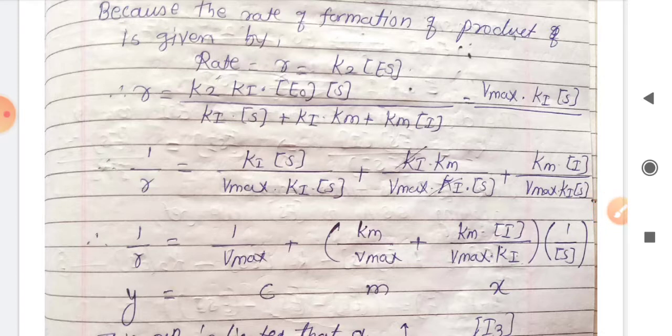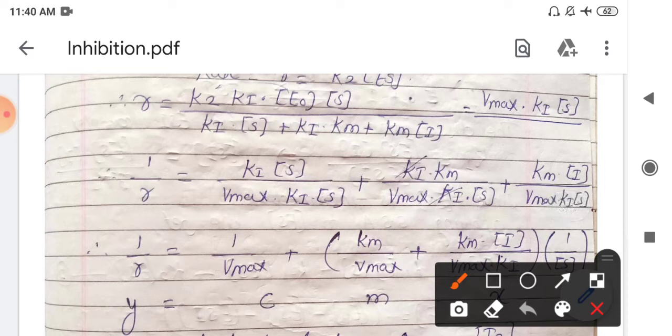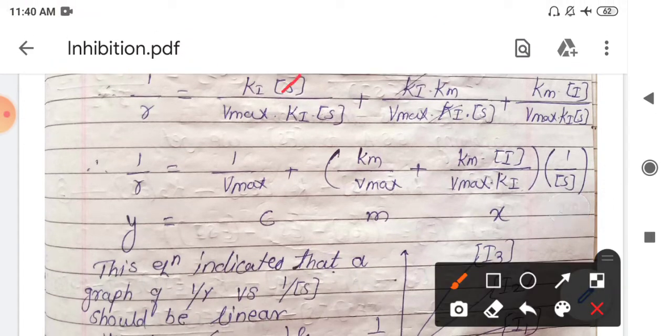So what is the standard form of this Michaelis-Menten equation, or the double reciprocal equation? 1 upon R is equal to Ki upon S divided by Vmax into Ki into S, plus Ki upon Km divided by Ki upon Km into Vmax into Ki into S, plus Km into I divided by the same term, that is Vmax into Ki into S. Here the S gets cancelled, the Ki gets cancelled, and other terms will remain as they are.